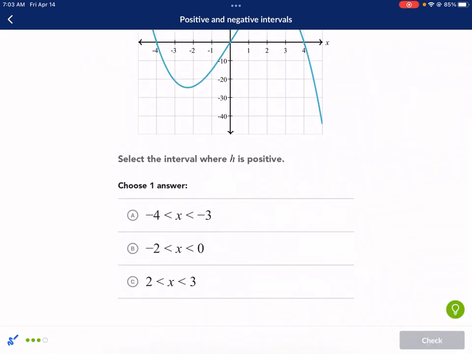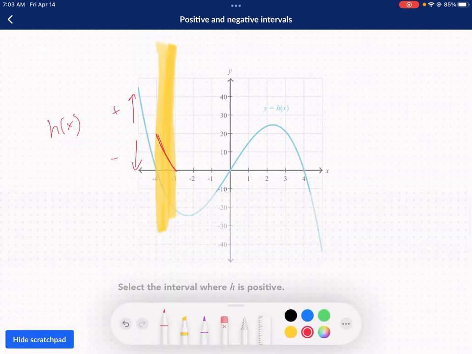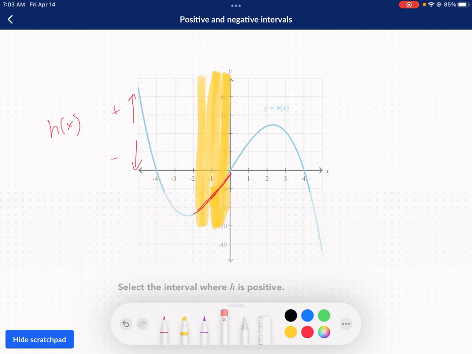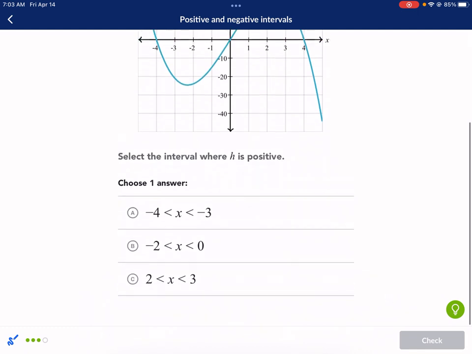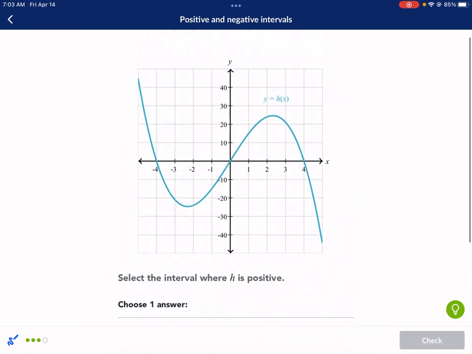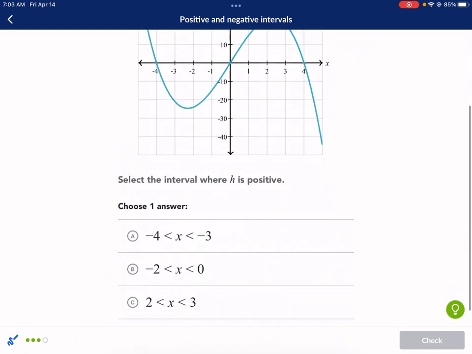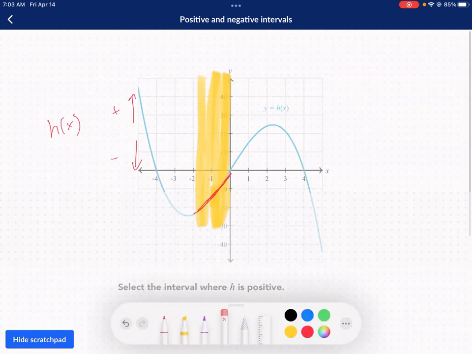What about between negative 2 and 0? Let's take a look at that one. Negative 2 and 0, that is this bigger interval, and it's still negative. Take a look. It's still negative here beneath the x-axis. I should erase this one. So let's move on to choice 3, which we know what it's going to be by process of elimination, but it says between positive 2 and positive 3.